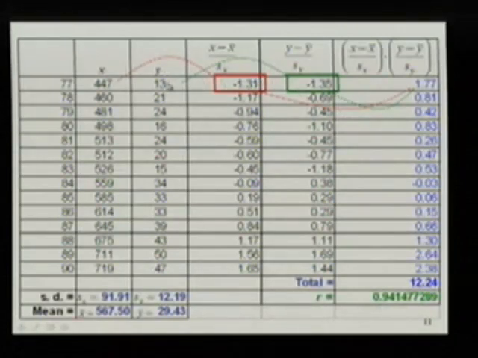Same way we do it for the y value. And we find the product and add all these products together. We get 12.24. Divide this 12.24 by sample size minus 1. Totally, there are 14 pieces of data. Divide by 14 minus 1. That's how I get this 0.94147 and something. That is called Pearson's sample correlation.